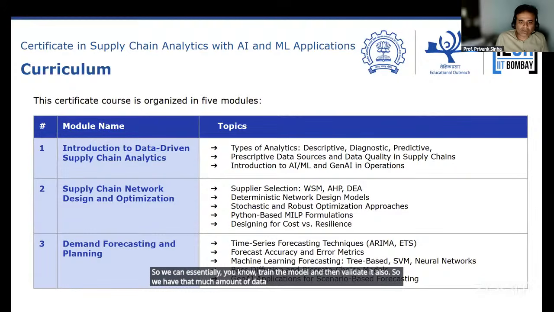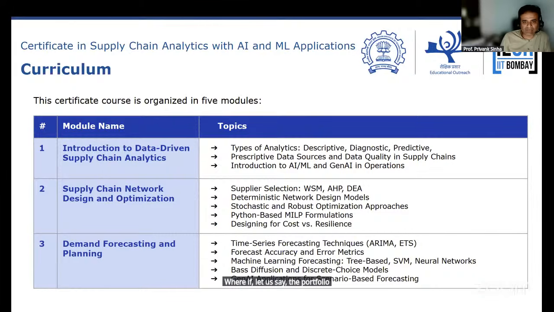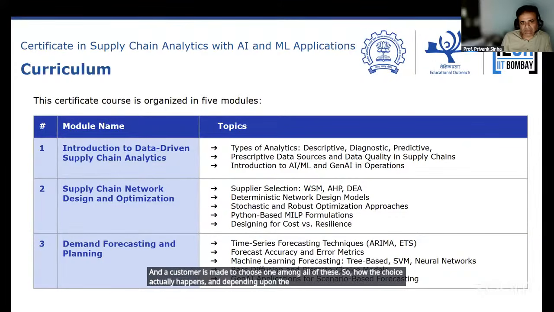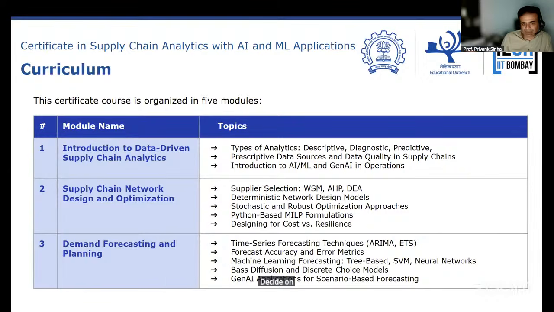We are also going to talk about Bass diffusion models. So this is basically the discrete choice model, where, let us say, the portfolio of products is given to us and a customer is made to choose one among all of these. So how the choice actually happens, and depending upon the choice probabilities, we tend to decide on the inventory and the other aspects of the supply chain. Okay, so we can go to the next slide.